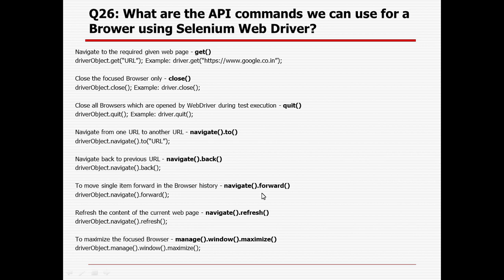Again, if you want to go forward, you need to use the navigate.forward method to move a single item forward in the browser history. Suppose your page is not loaded fully and you want to refresh the page, you need to use the navigate.refresh method to refresh the content of the current web page.